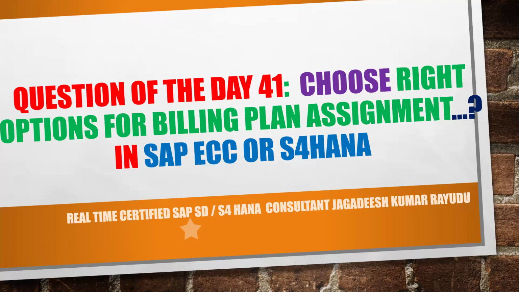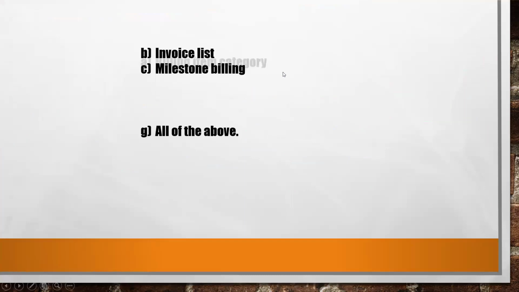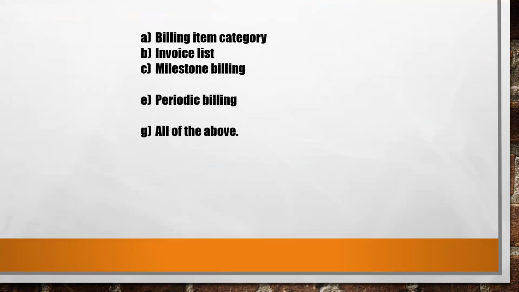Choose right options for billing plan assignment in SAP ECC or S4 HANA. Let's choose the options. A is billing item category, B is invoice list, C milestone billing, D third party billing, E periodic billing, F billing category, and G all of the above. In those options, one or multiple might be correct. Please choose the right answer.